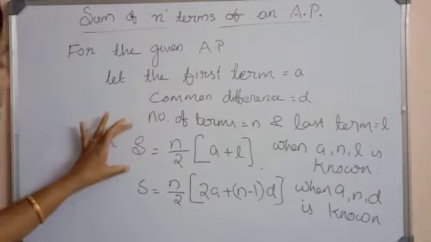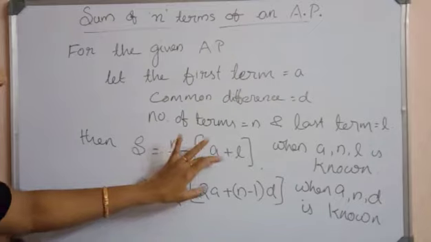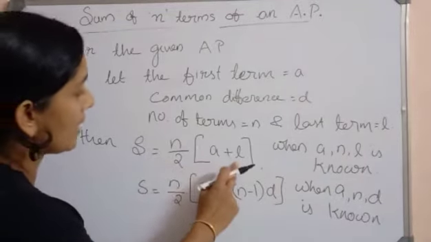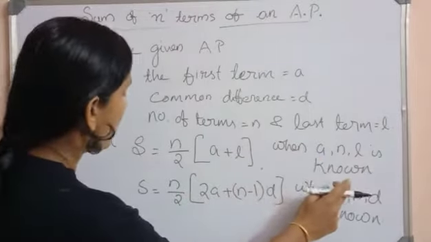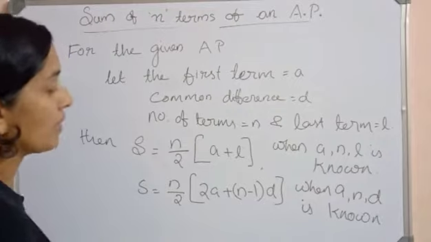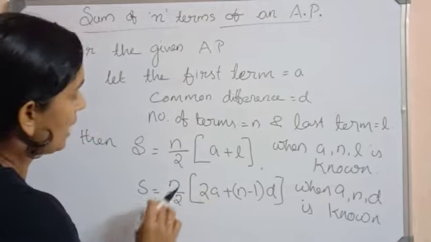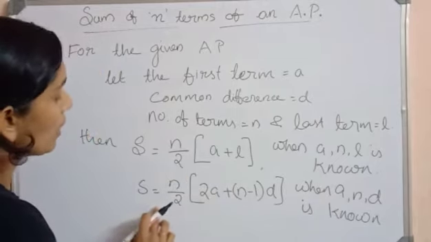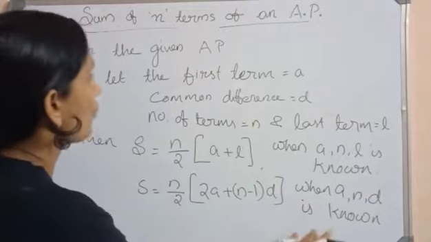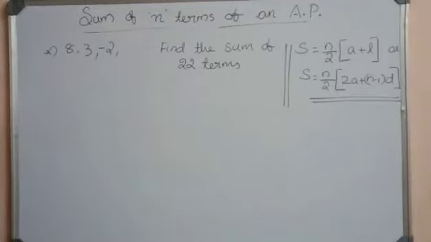So there are two formulas. The first one is S is equal to n by 2 into (a plus l). Here n is the number of terms, a is the first term and l is the last term. When these three are known, we can use the first formula to find the sum of n terms of an AP. And whenever a, n and d are known, then we can use this formula: S is equal to n by 2 into (2a plus (n minus 1) into d) to find the sum of n terms. Let's solve a few sums on AP now.